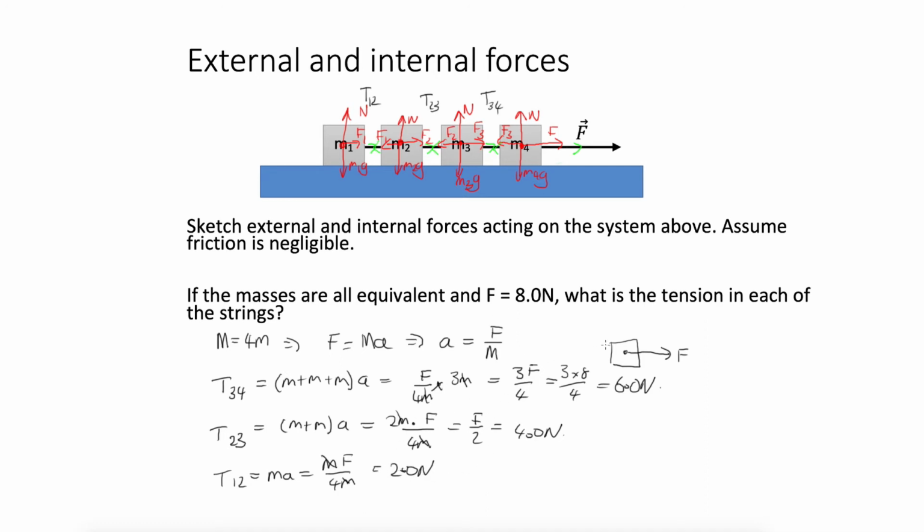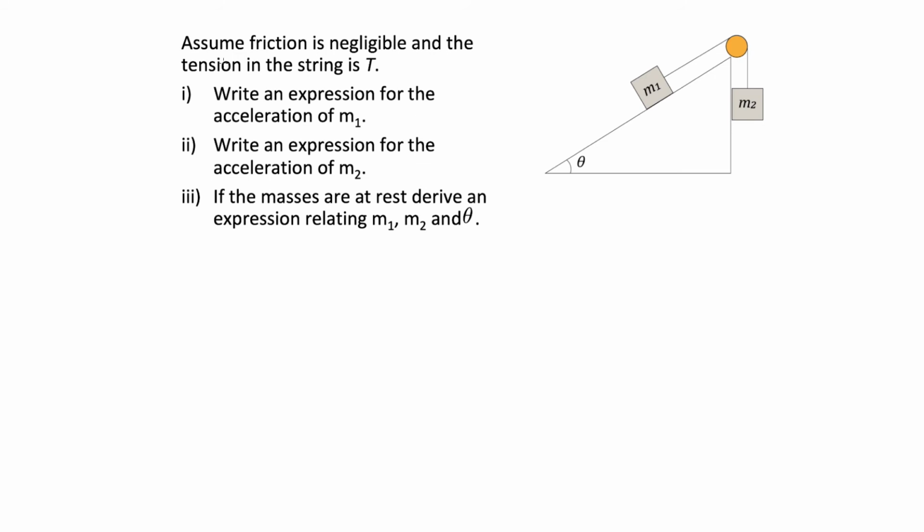So now we've managed to calculate the tension in each of those individual strings. So, another example problem: we're told to assume that friction is negligible and the tension in this string is T. If we're drawing the tension, it's pulling this one up and it's pulling this one up, T, T. And we're asked to write an expression for the acceleration of m1. Okay, so for m1, we just need to consider all the forces acting on it.